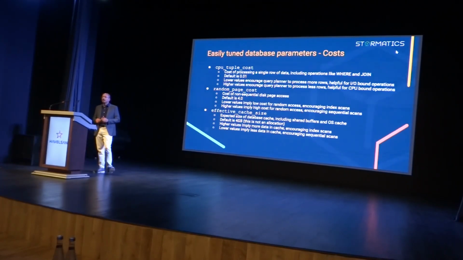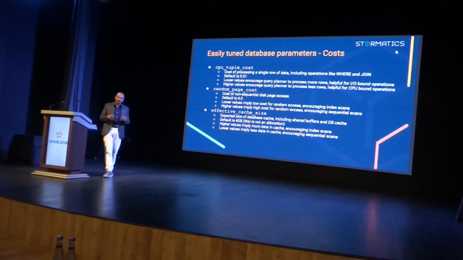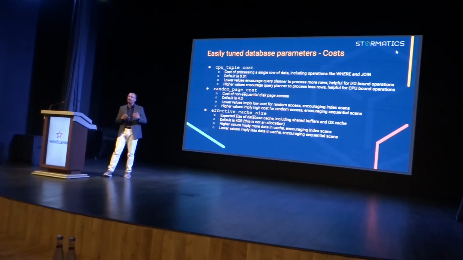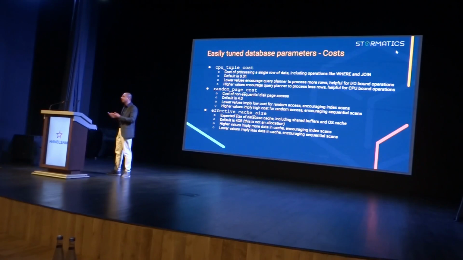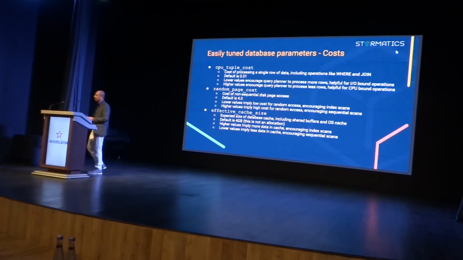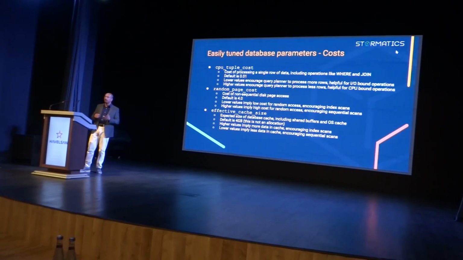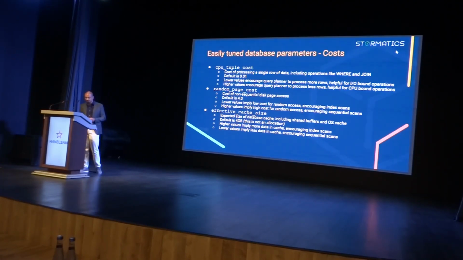Random page cost talks about how expensive it is to access a non-sequential bit of data on your disk. Now for SSDs, which are very common nowadays, a smaller value means that you can very quickly access random data on the SSD. For magnetic disks, spinning disks, a higher value is more desirable because accessing sequential data is cheaper, random data is more expensive.